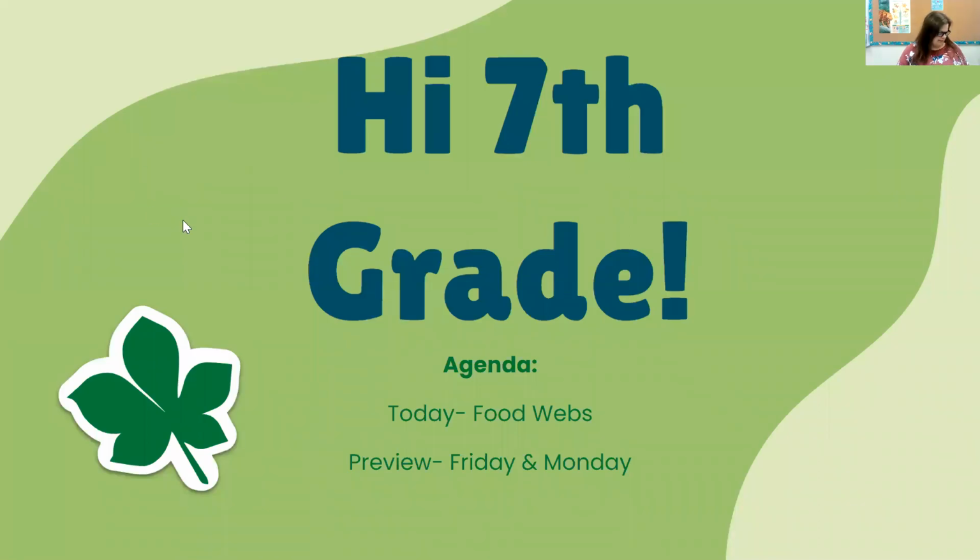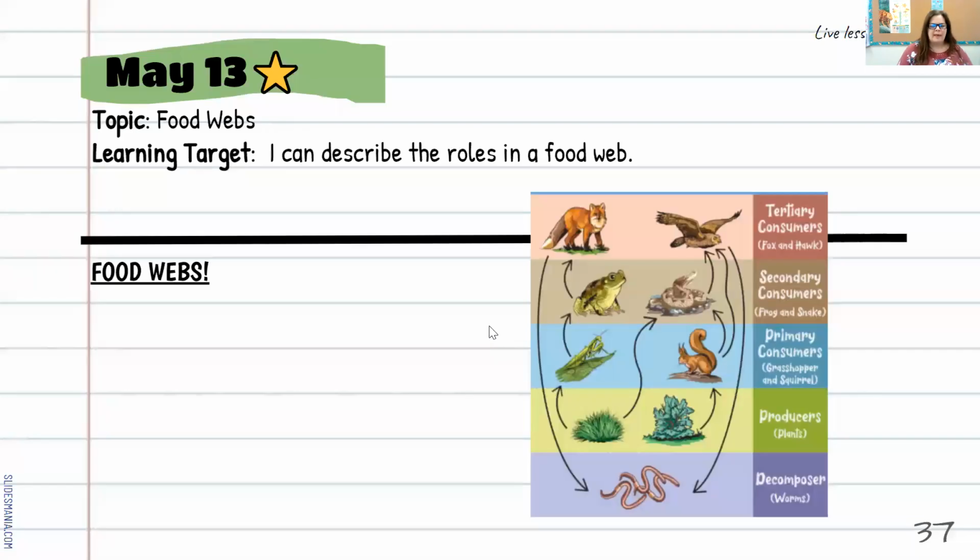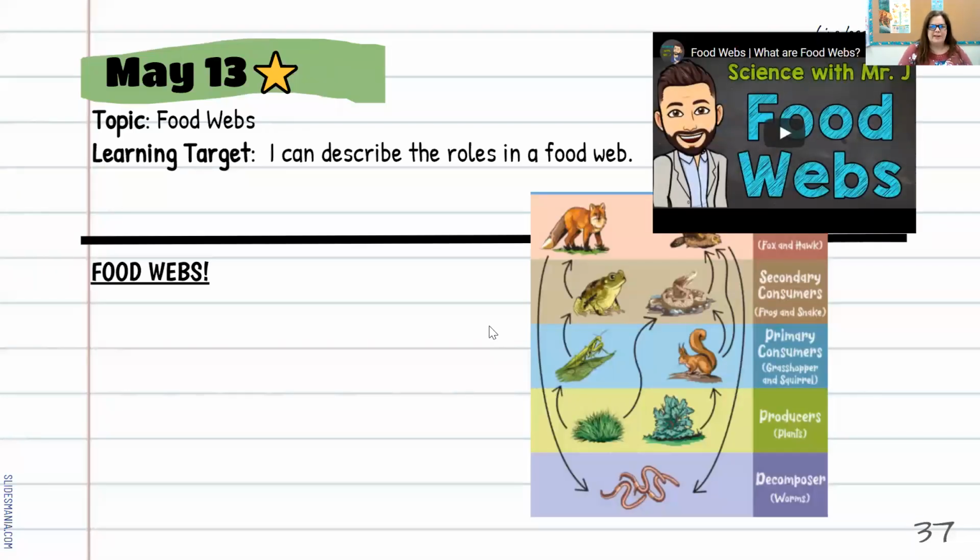Alright, everyone, today is Thursday. It is May 13th. Our agenda is looking at food webs and also previewing our work for Friday and Monday. Yesterday you had a quiz, so we don't really have anything to go over from yesterday. So today's learning target is looking at food webs and being able to describe the rules in a food web.